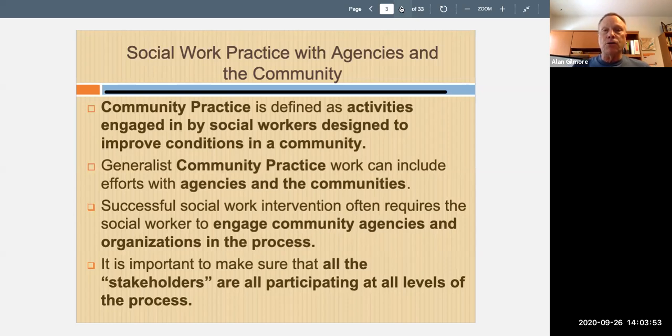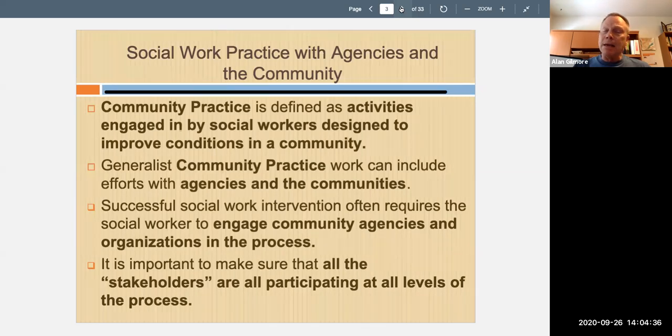So again, make sure that you're really thinking about, gee, if I wanted to get a new park established in my community, who would be the other organizations or agencies that I would want to have on board that might be able to address some aspects of the effort that I don't have the capability of being able to do, or my agency doesn't have the capability of being able to do. You really want to identify where those allies and partners exist. And it's important to make sure that all the stakeholders are all participating at all levels of the process.